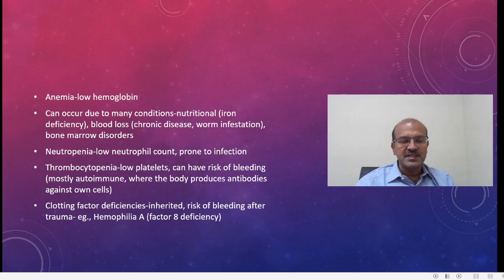Clotting factor deficiencies can also happen, which lead to risk of bleeding, or in some cases like excess of protein C, they can have thrombotic tendencies. Hemophilia is one example, where hemophilia A is due to factor VIII deficiency. It's usually an X-linked condition and the boys are affected and the girls are carriers. Hemophilia B is due to factor IX deficiency, and these are major hemophilias where if the bleeding happens in a deficient child, it can lead to life-threatening bleeding.